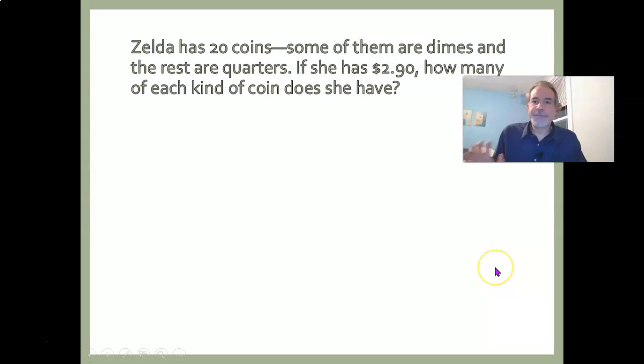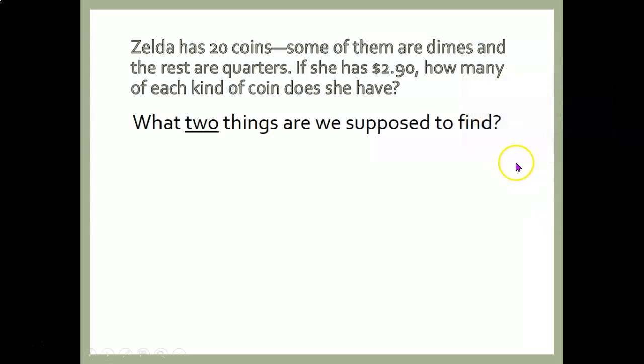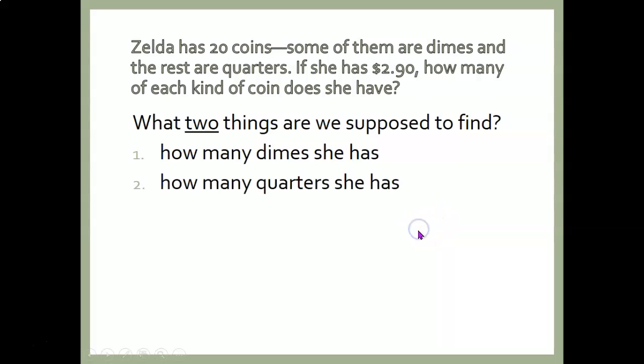Let's try another one. Zelda has 20 coins. Some of them are dimes and the rest are quarters. If she has $2.90, how many of each kind of coin does she have? Okay, what two things are we supposed to find in this problem? How many of each kind of coin does she have? So if we break that down into two separate things, one of those things is how many dimes she has, and the other one is how many quarters.